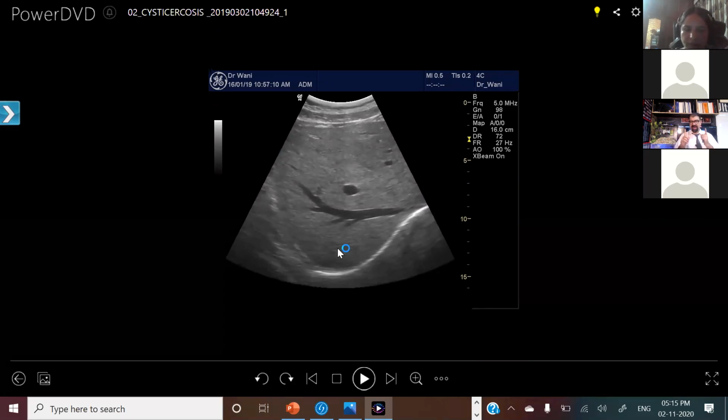Then I told you that the hepatic veins and the portal veins are perpendicular to each other. If one is in long section, the other has to be in transverse section. Now, this is the hepatic vein. Now see over here, this is the portal vein for sure. Why? Because this is cut in transverse section.